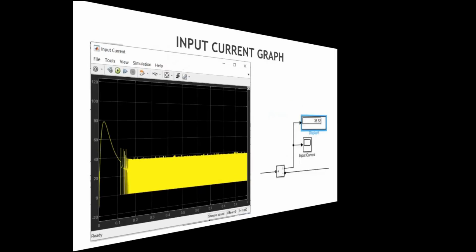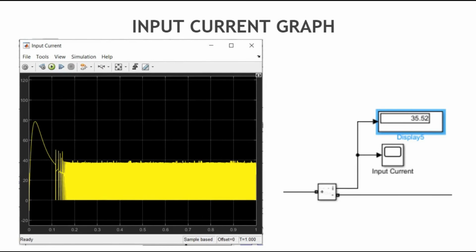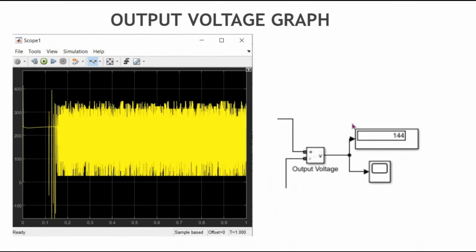Okay, next, for the input current graph, this is our input current graph, and we got the value 35.52 ampere. Okay, last, the output voltage graph. This is our output voltage graph, and we got the output voltage 144 volt, which is suitable for our application, the DC vacuum.